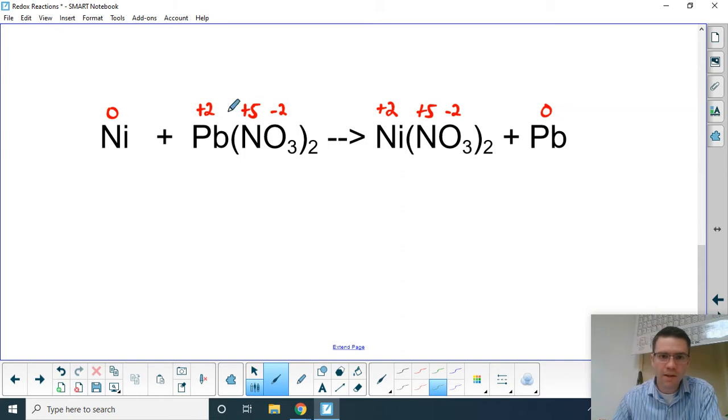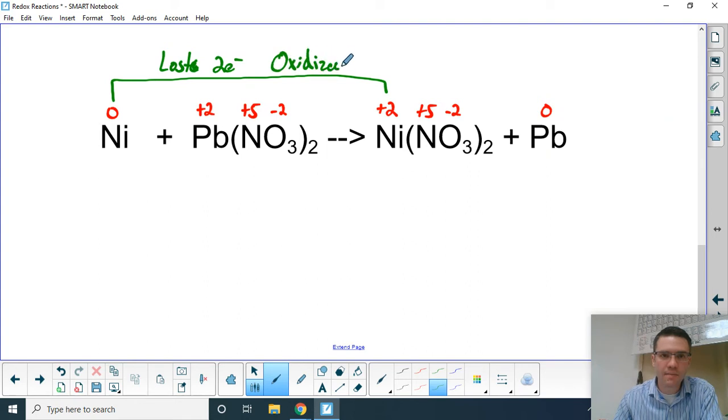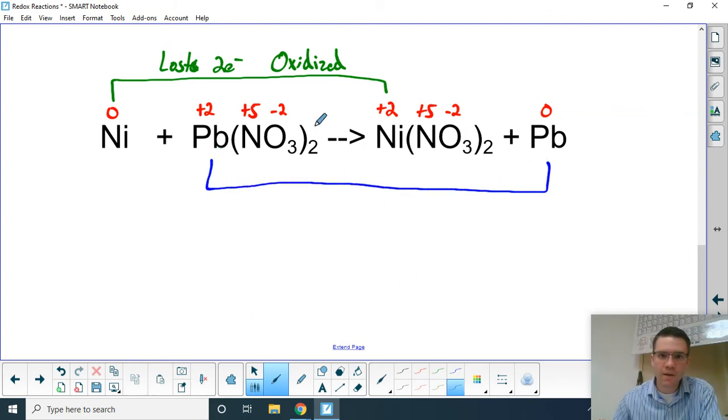And now I'm going to go and connect the things that changed. Nickel went from a 0 to a +2. And if it goes from a 0 to +2, it lost electrons. It lost 2 electrons. And if it loses electrons, it was oxidized. And our lead goes from a +2 to a 0. It gains electrons. It becomes more negative, and it gains 2 electrons. And we would say lead was reduced. And all we've done is assign oxidation numbers to figure out who's gaining, who's losing electrons, and why this is an oxidation reduction reaction.